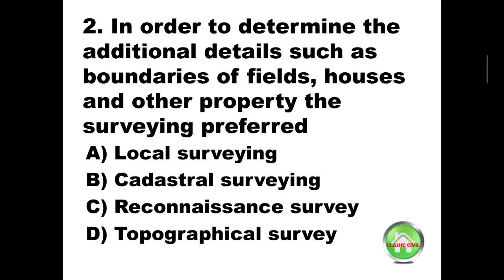Second question. In order to determine the additional details such as boundaries of fields, houses and other property the surveying preferred, option A, local surveying, option B, cadastral surveying, option C, reconnaissance survey, option D, topographical survey. In order to determine the additional details such as boundaries of fields, houses and other property the surveying preferred, answer is option B, cadastral surveying.